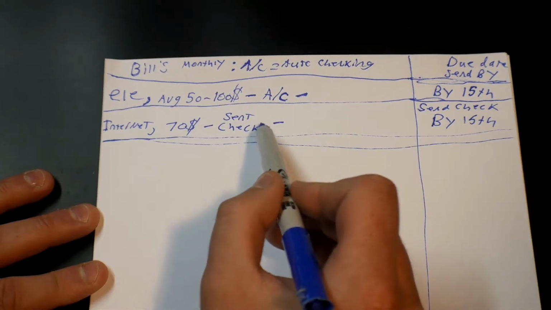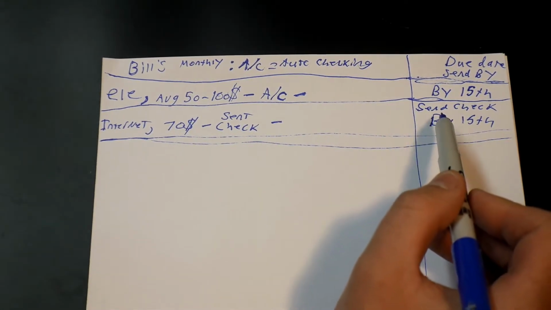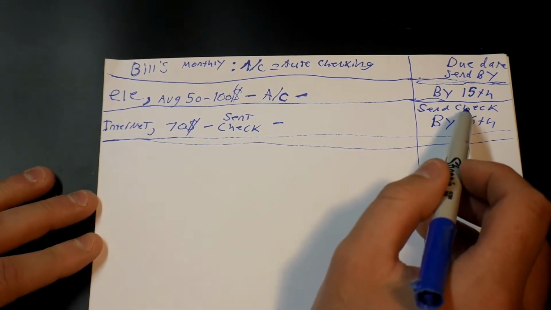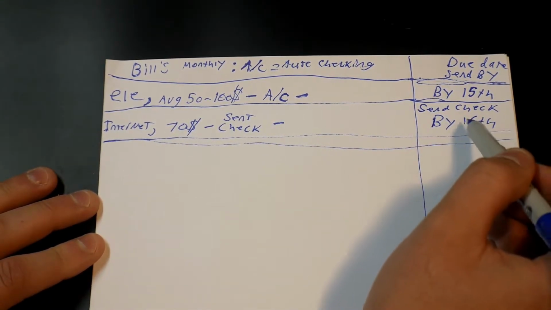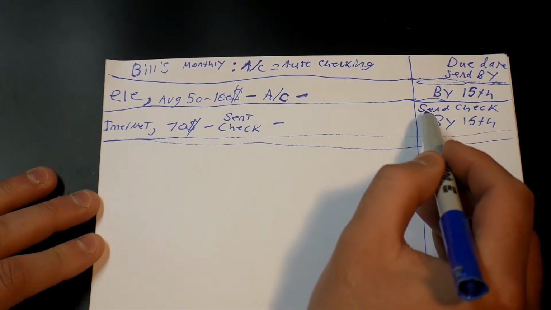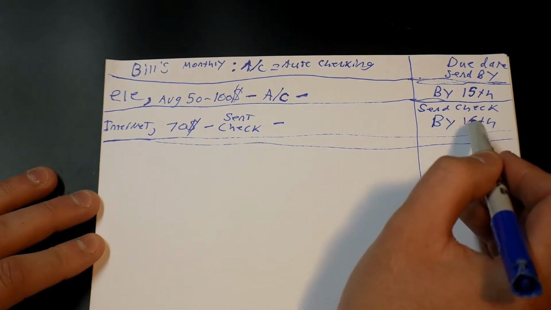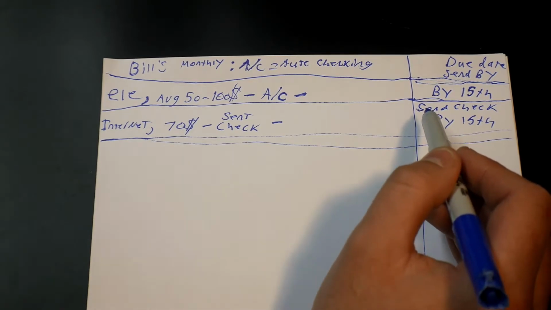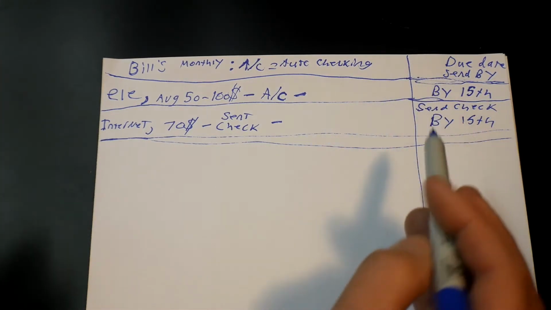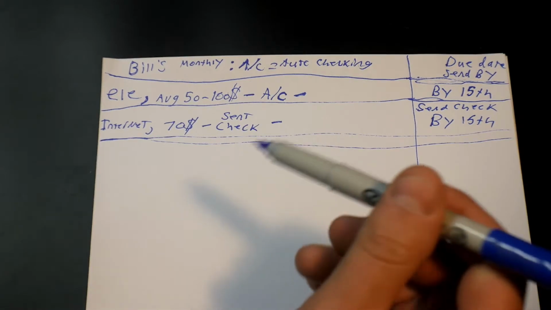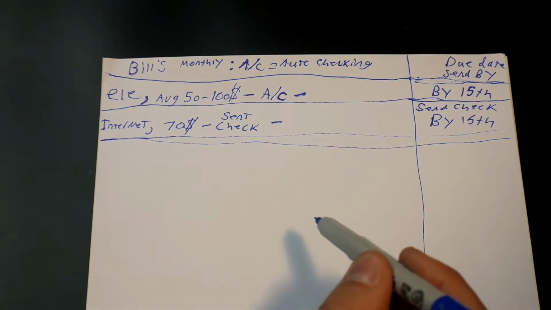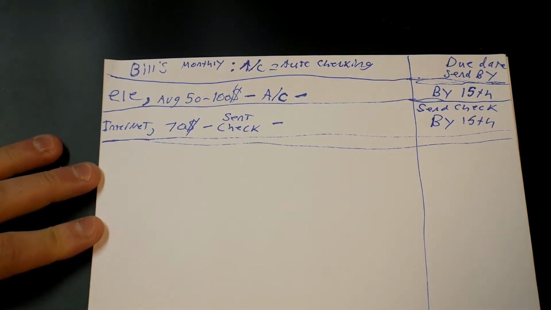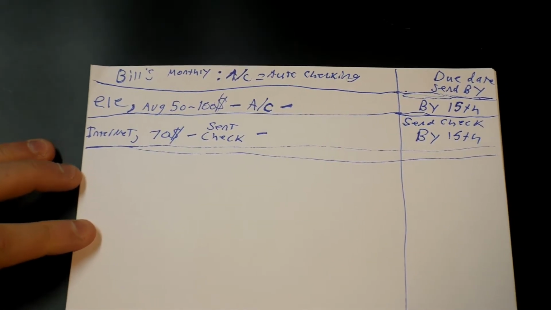But because here you have to manually send the check, you want to make sure that you write send by instead of due. Because if it's due by the 20th and you write due on 20th, you might wait until the 20th to send the check, and then you're going to get charged fees. So I always recommend, if you're sending a check to pay a bill, you send it a minimum of 5 days before it's actually due. And I recommend 7 days.